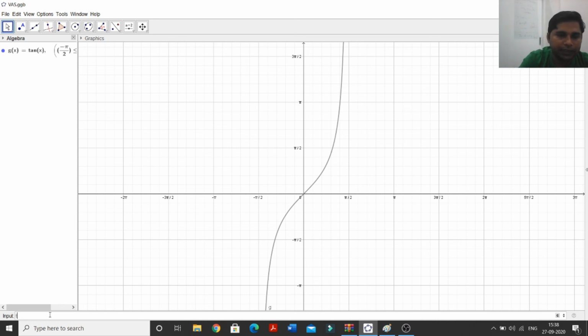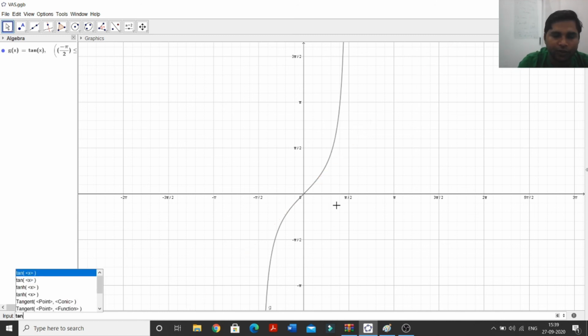So let me sketch tan inverse x. The domain of the function becomes the range of the inverse function, and the range of tan x here is minus infinity to infinity, and that's why the domain of the inverse function, that is tan inverse x, will be between minus infinity to infinity.